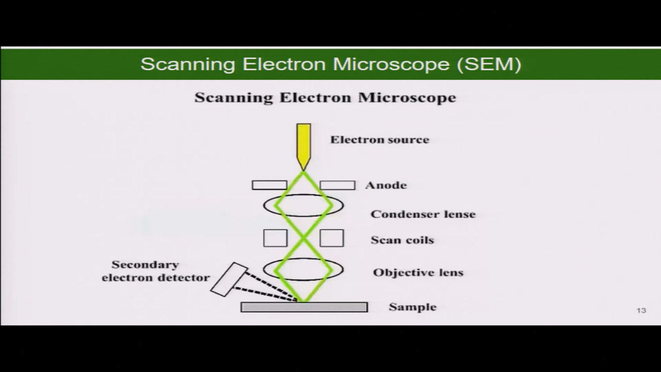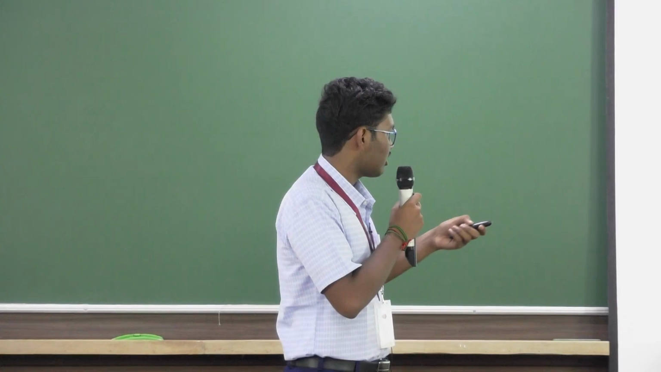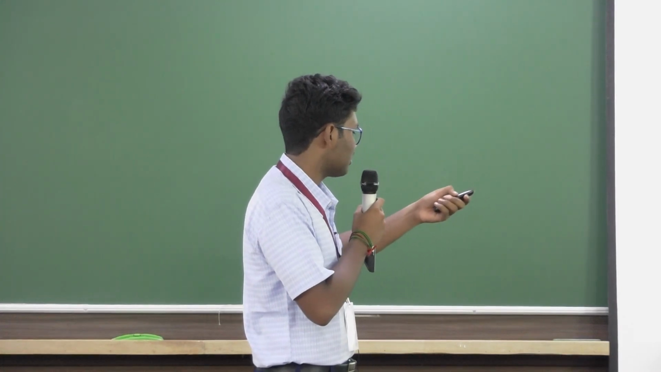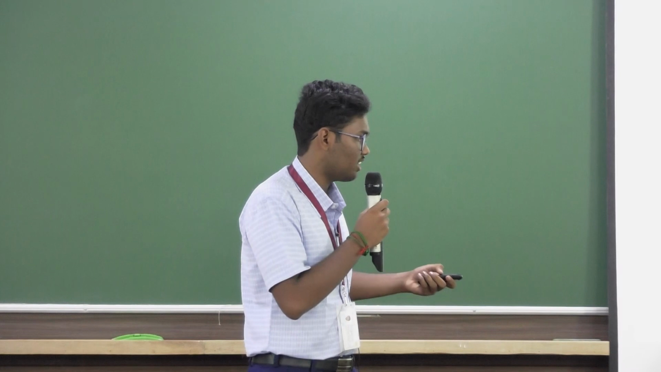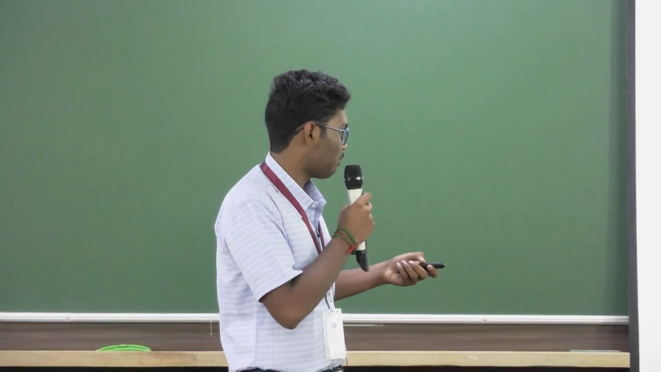So now let's see how a scanning electron microscope works. First, the electron source projects electrons when the thermal energy is higher than the work function. These projected electrons are attracted and accelerated by the positively charged anode. To control the path of these electrons, we use something called electromagnetic lenses rather than optical lenses, since electrons do not pass through glass.